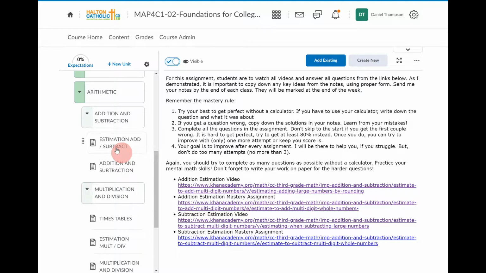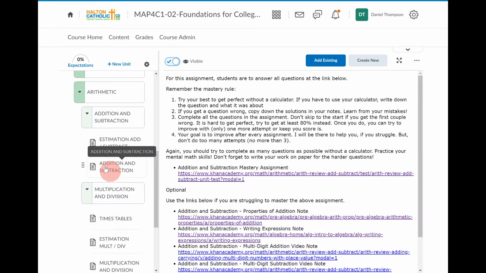You'll see here that for addition and subtraction, there's two sections. The first here we're going to go through together, and this is going to ask you to complete a set of videos, and a set of questions relating to estimating whenever you're adding and subtracting. So we're going to go through those together. Once you finish that work, you'll notice that there is another addition and subtraction topic. If you click that, it's going to take you to a mastery assignment that focuses on everything you need to know about addition and subtraction.